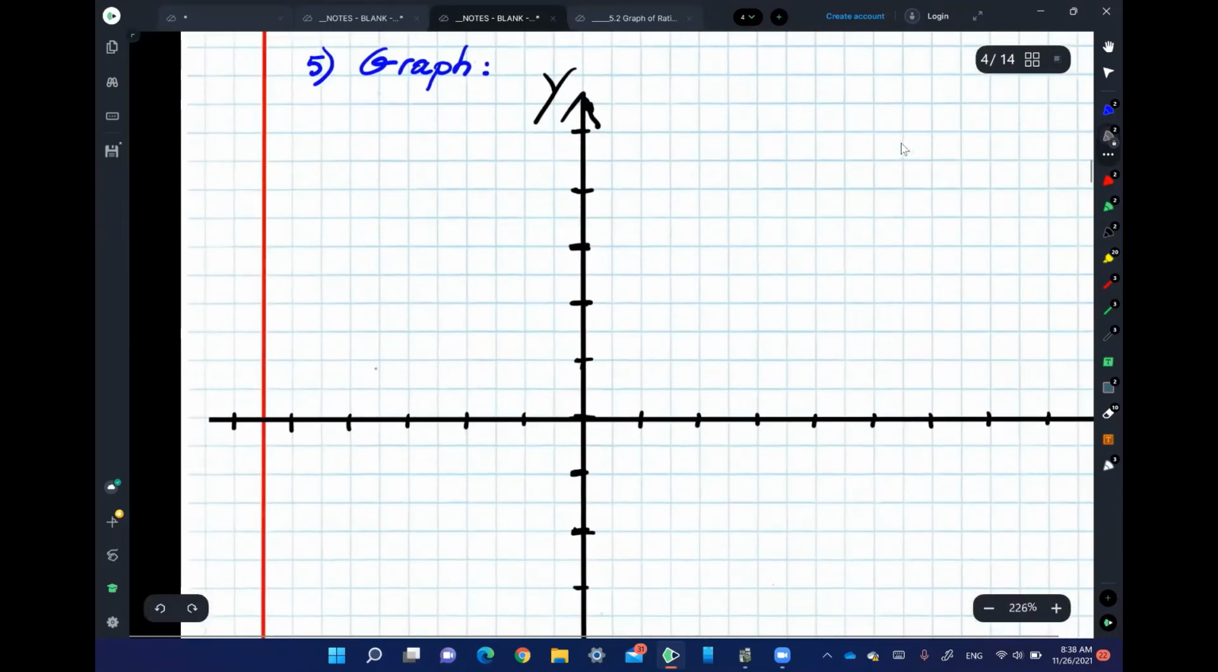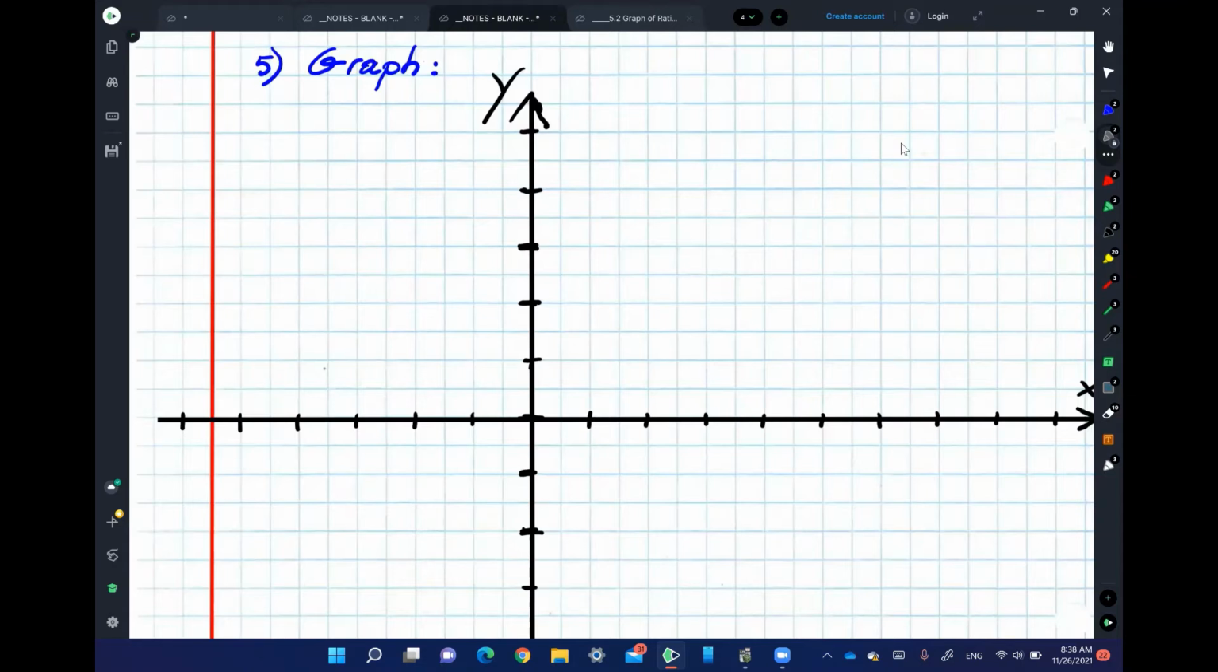So here I chose to go 2 by 2. Okay, so this is -2, this is -3, and 3.5. 1, 2, 3. 3.5 is roughly here. I'm just asking you to sketch the graph, okay?